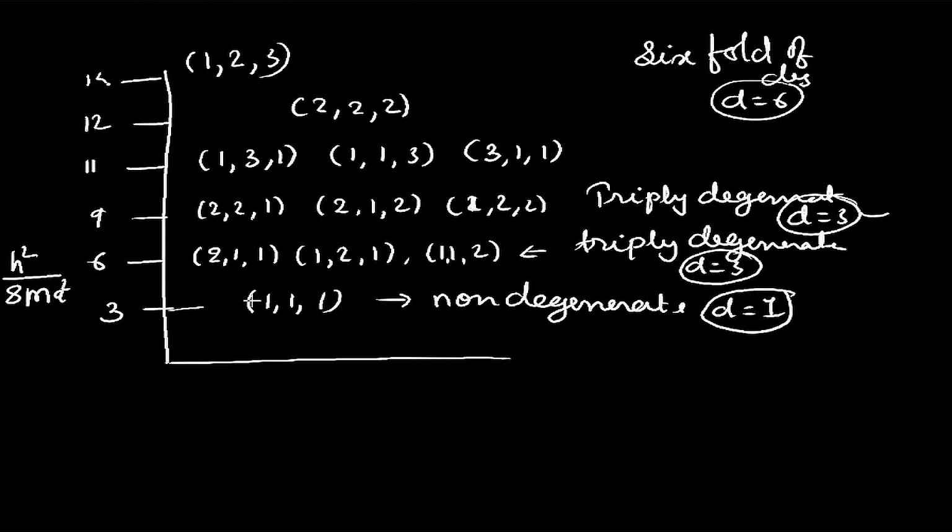If we have only one possible combination, then those energy levels are referred to as non-degenerate, and the degeneracy will be 1. So I hope the lecture and the topic are clear. Thank you very much.